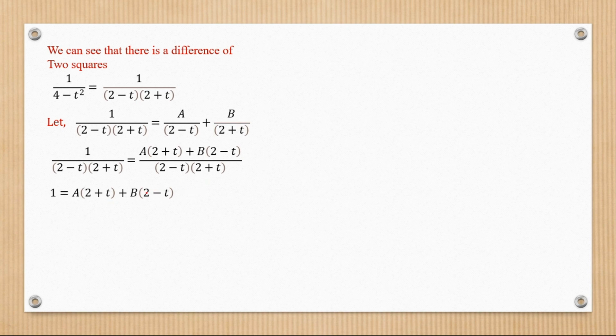So we can already see that if we want to eliminate b, all I have to do is let t be equal to 2. Then if I want to eliminate a, all I have to do is make t equal to negative 2. So one of those two will allow us to solve these partial fractions. So now if t is equal to 2, we have 1 is equal to a into 2 plus 2 plus b into 2 minus 2. So we have 1 is equal to 4a, of which a shall be equal to a quarter.